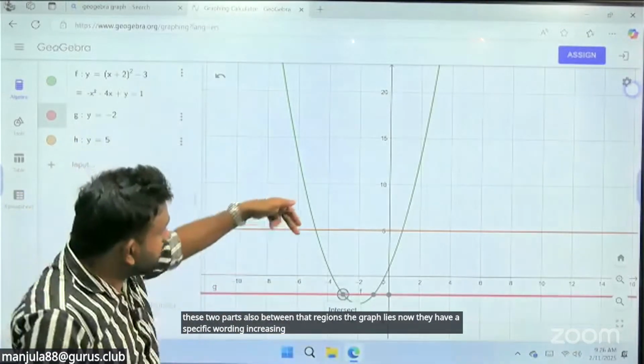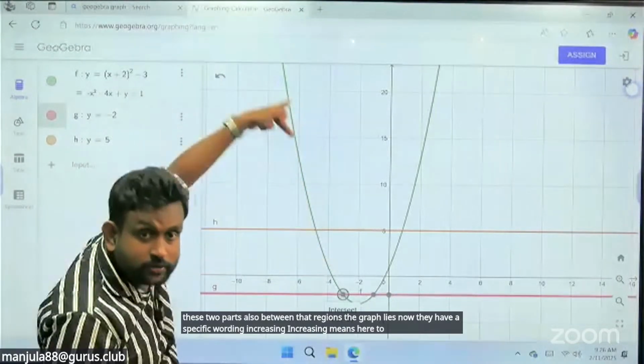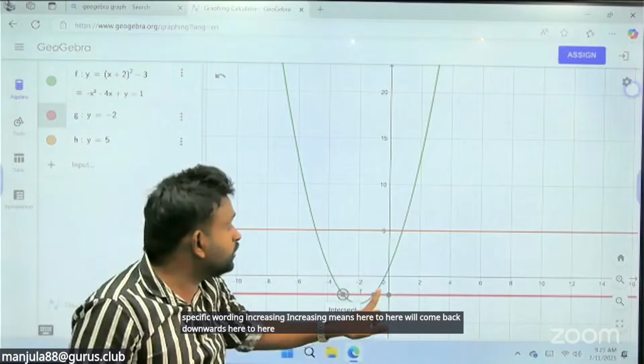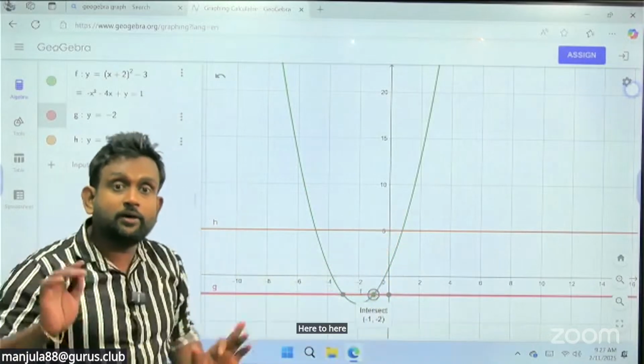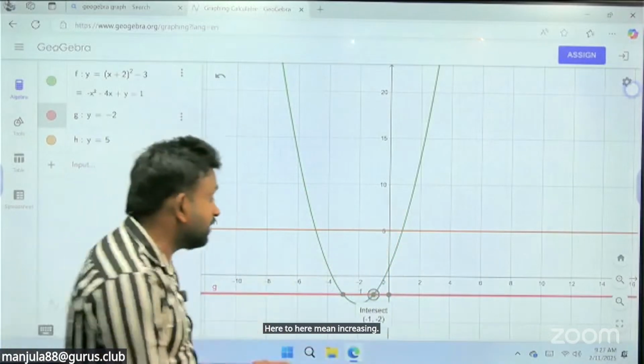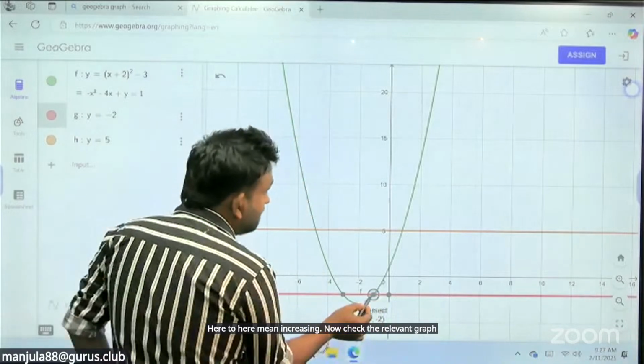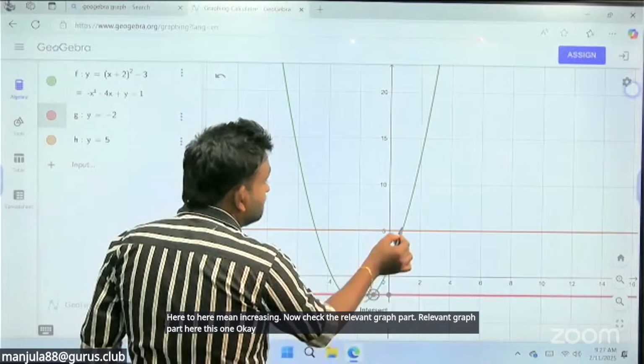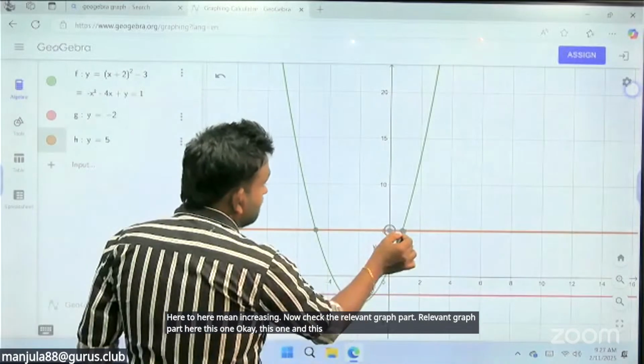Increasing means here to here; when it comes back downwards, here to here means decreasing, and here to here means increasing. Now check the relevant graph part. Relevant graph part here, this one, and this one ending.